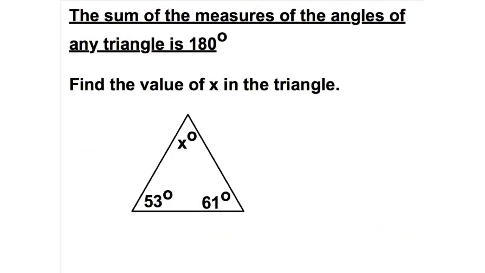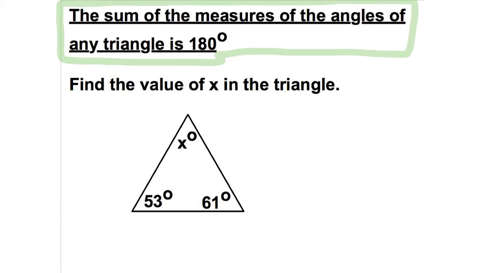Now let's continue on looking at something else about triangles. And this is going to be a main focus for our 7th grade curriculum. And that is this statement right here. The fact that the sum of the measures of the angles of any triangle is 180 degrees. This means that the three angles inside of a triangle must have a sum of 180. They must add up to 180 degrees.